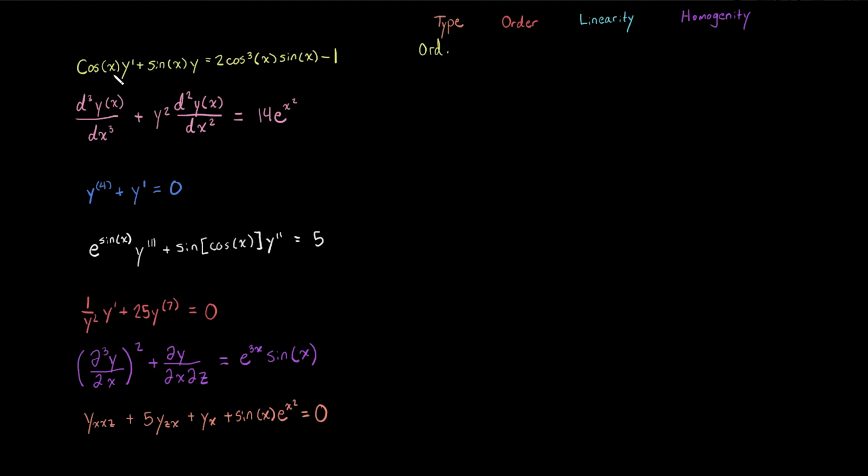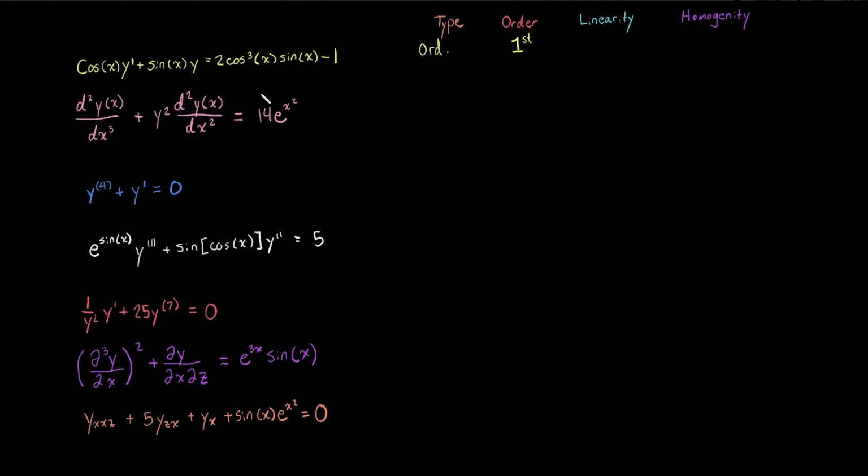So let's go ahead and check our order. Our order is going to be our highest differential or partial. So our highest differential here is going to be the first order. It's going to be the first derivative. We only have the first derivative of y. I don't see any second derivatives or third or fourths. So we must have a first order differential equation.